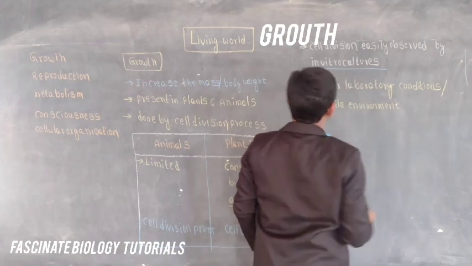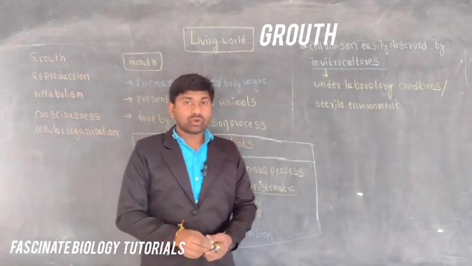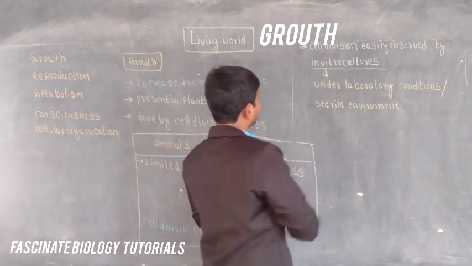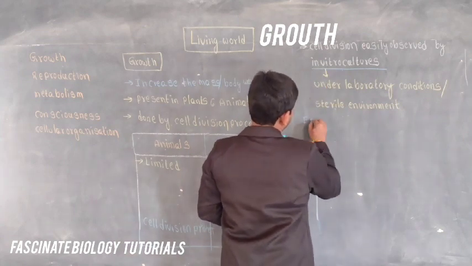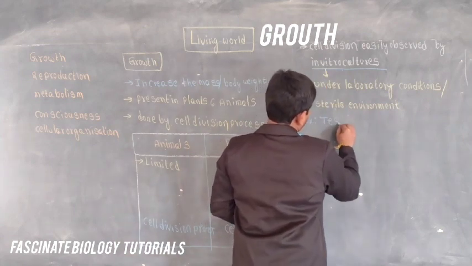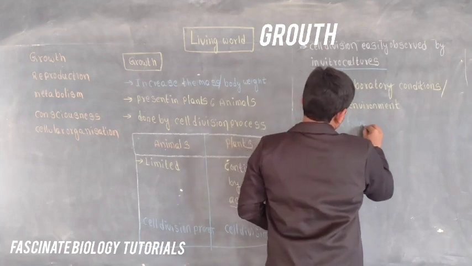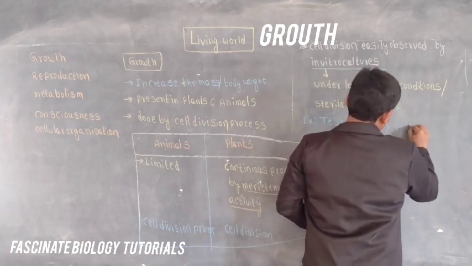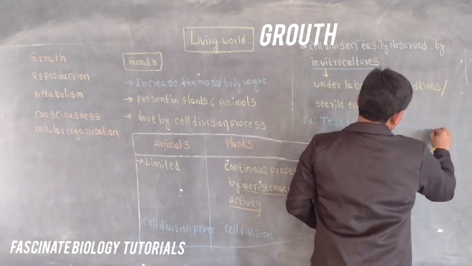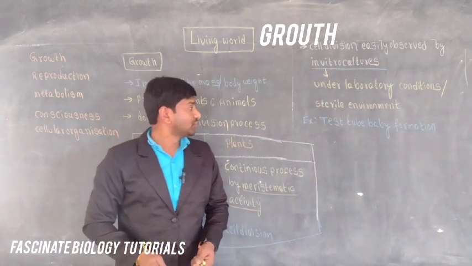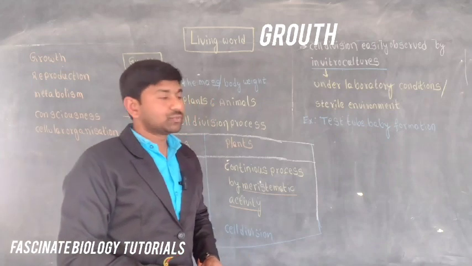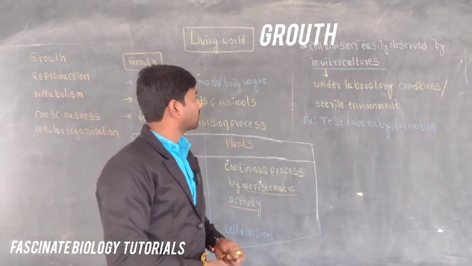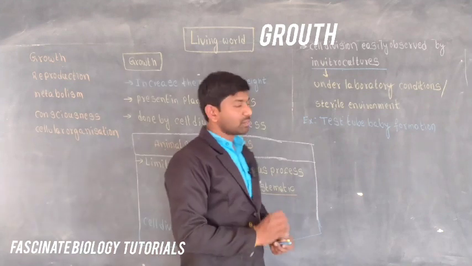Do you know what is the best example of in vitro cultures? In the NCERT textbook, one example is mentioned, and that example is known as tissue baby formation. Inside the test tube, we can clearly observe the living reactions, the cell division processes. That is known as in vitro cultures or sterile environment. This is the basic information about the cell division process.